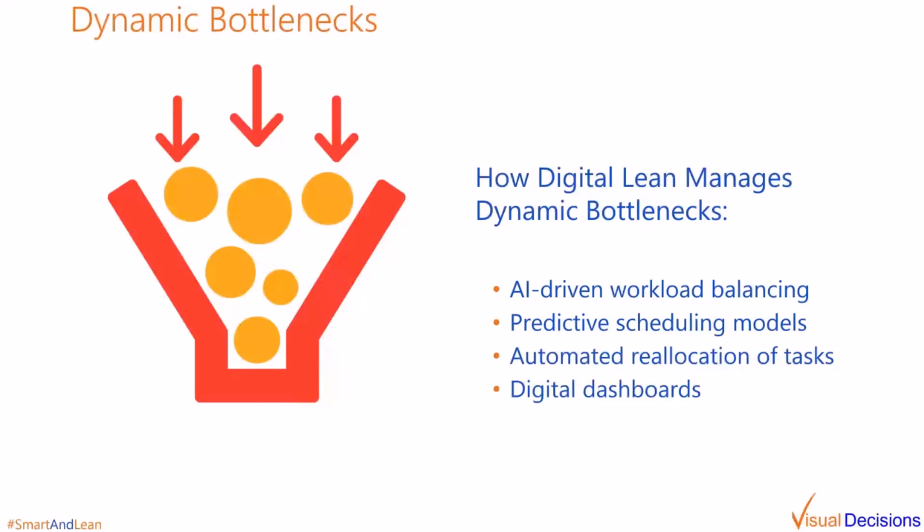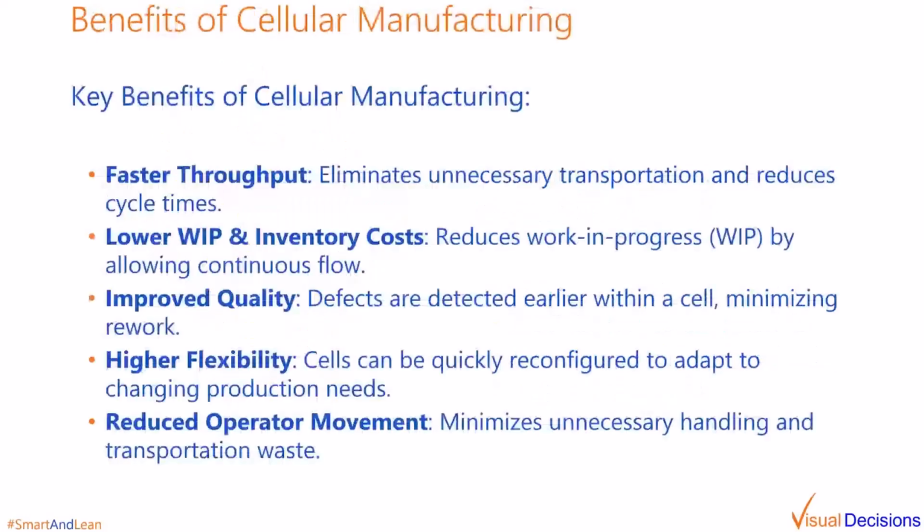Cellular manufacturing is a lean production strategy that organizes machines, workstations, and personnel into self contained units or cells that focus on specific product families or process sequences. This approach differs from traditional functional layouts where machines are grouped by type, requiring materials and components to travel between the different departments. By adopting a cellular layout, manufacturers can improve production flow, eliminate unnecessary movement, and enhance quality control, resulting in a more agile, efficient, and responsive operation.